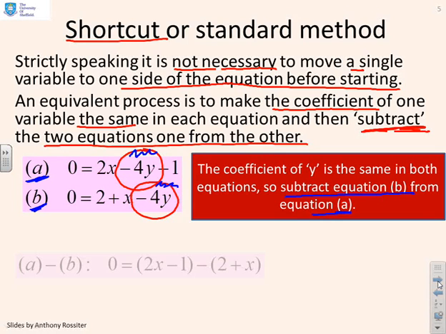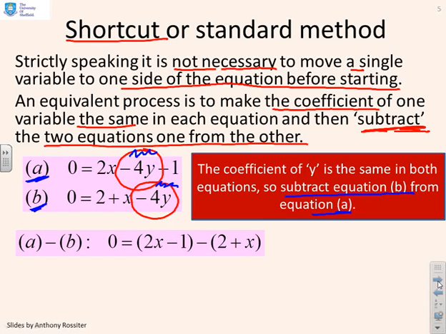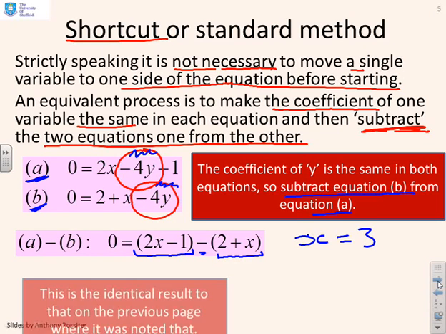So when I do A minus B, what I get left with is 2x minus 1, that's from the top equation, minus 2 plus x, that's from the bottom equation. And obviously, having got here, you can solve that and show that x equals 3. Now, what did we do on the previous video?